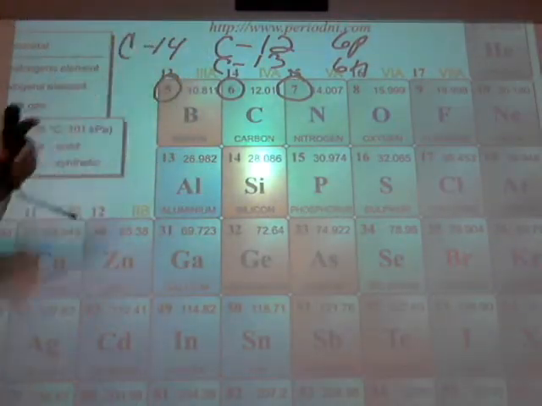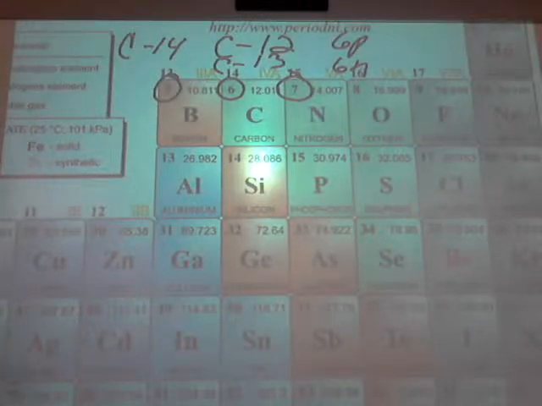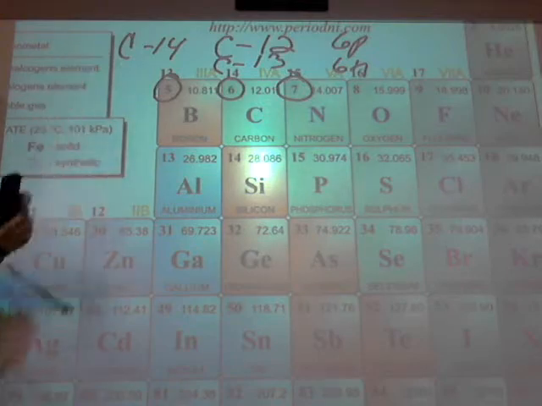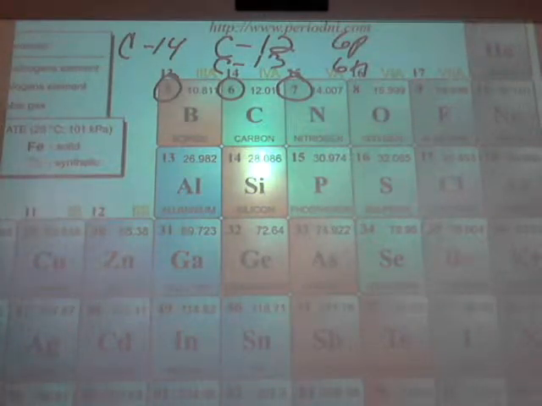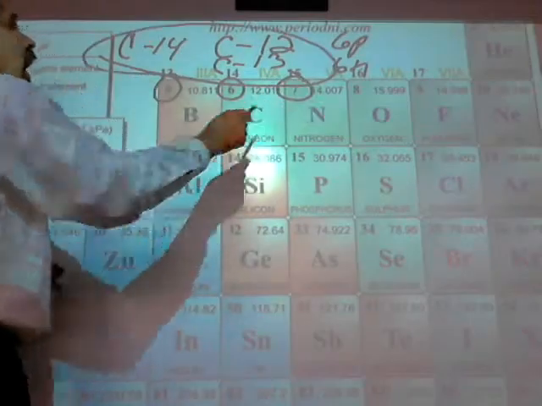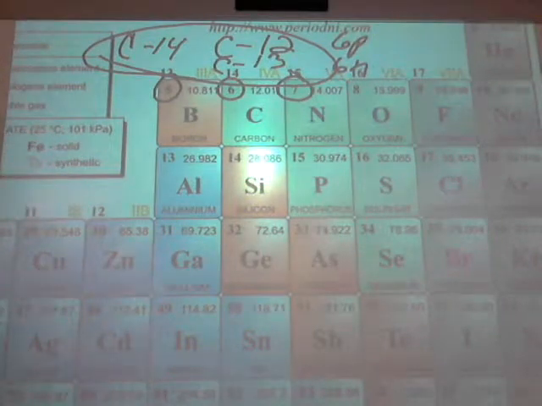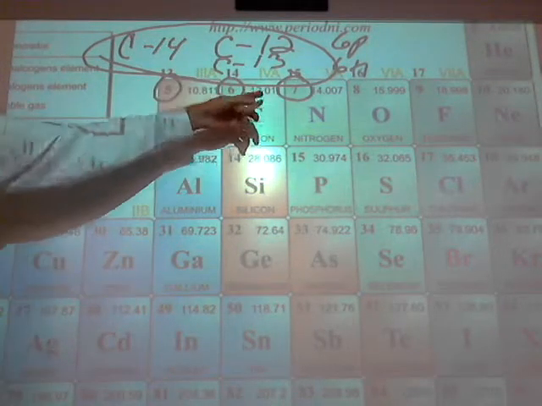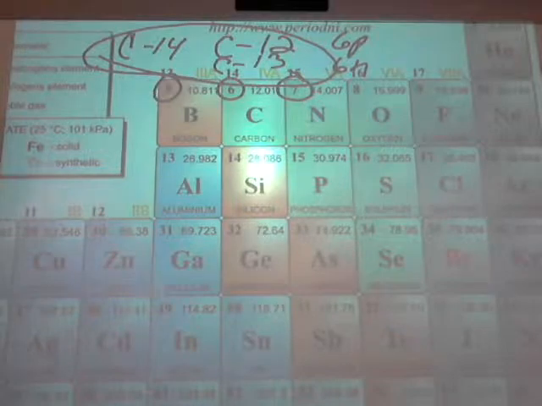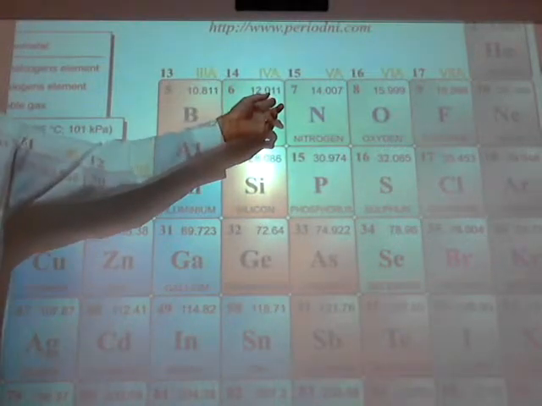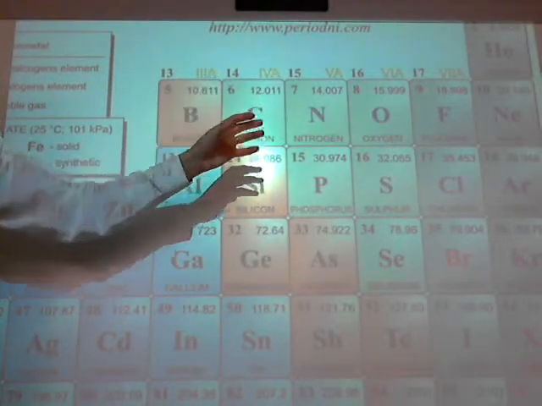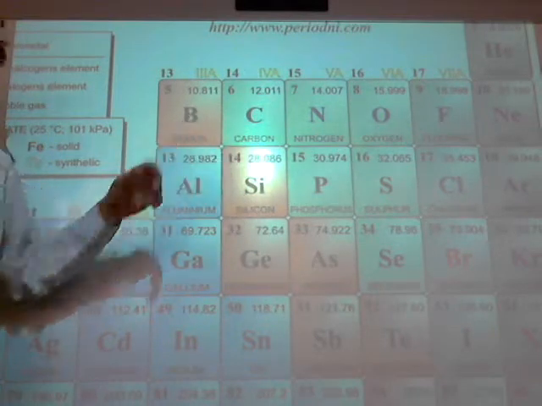Now, how many protons are there in carbon 14? Still 6. But how many neutrons are in carbon 14? Yeah, 8. So I have to average all of those together to get that number. And notice that number is very close to 12. That's because most of carbon exists as carbon 12. And I'll explain that in a little bit too.